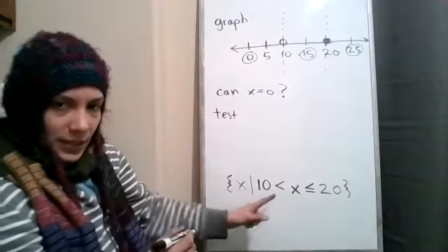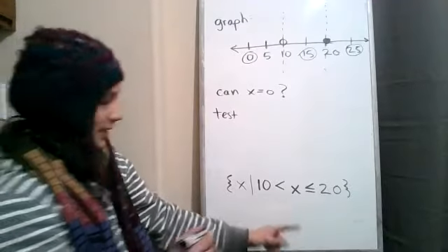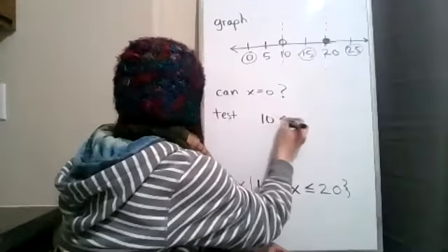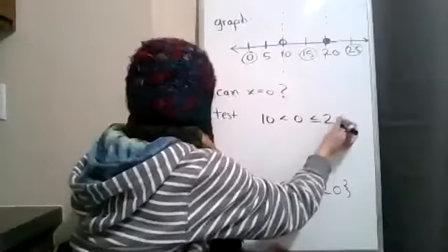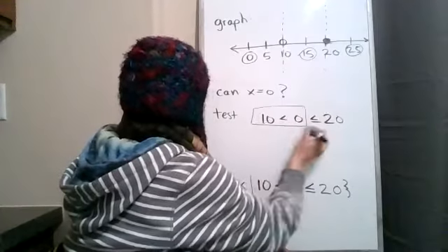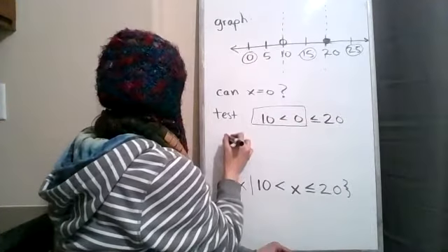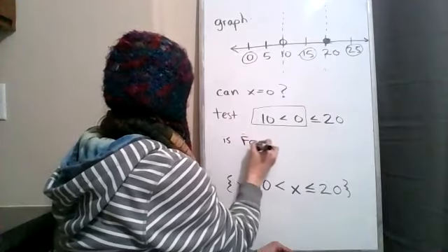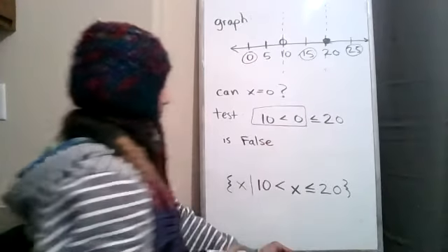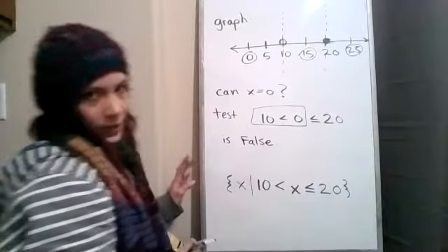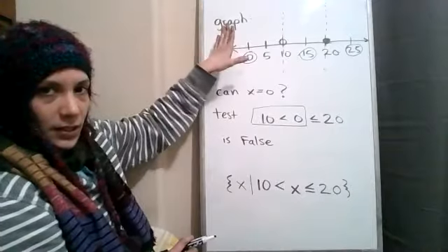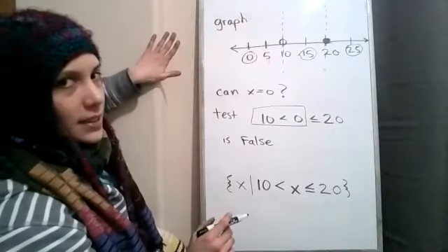Okay, so let's put 0 in here. 10 less than 0. That's not good. Less than or equal to 20. So this part here is a problem. Okay, leave it at that. So that is not a solution, and nothing on this side of 10 is in the set.